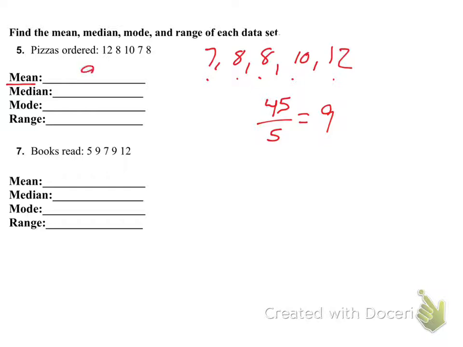and that's going to give me 9. The median is the middle number, so I would take 1 from the left, 1 from the right, 1 from the left, 1 from the right. It's going to give me 8. And then from there, I know in the mode, that's the number that happens the most often. There's 2 8s, so there would be just an 8 in the mode there. And the range is the biggest minus the smallest, so that'd be 12 minus 7, which is equal to 5.